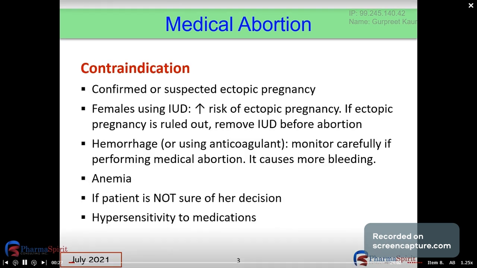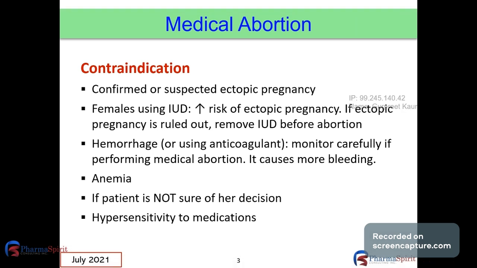There are some contraindications to medical abortion. The contraindications include confirmed or suspected ectopic pregnancy. If we suspect ectopic pregnancy, it has to be terminated, of course, but we don't use medical abortion for the termination of ectopic pregnancy. Females using an IUD have an increased risk of ectopic pregnancy. So if ectopic pregnancy is ruled out, then we have to remove the IUD before abortion.